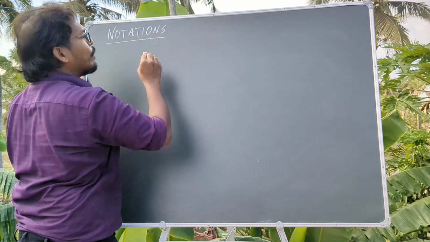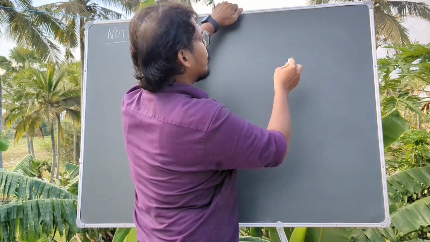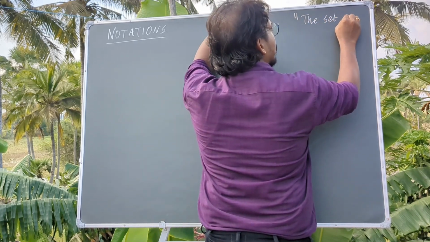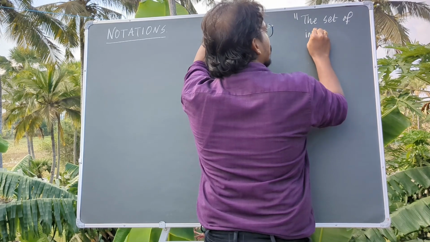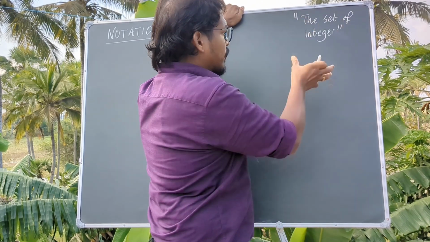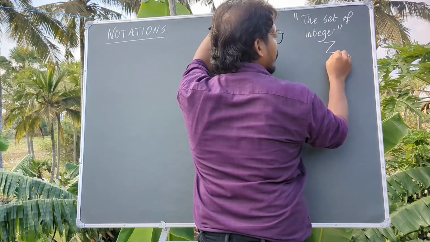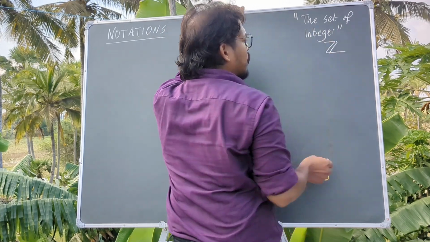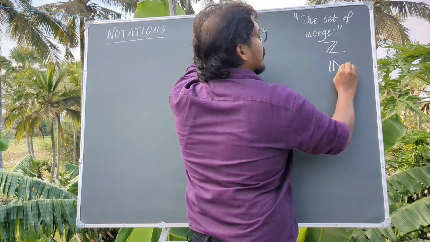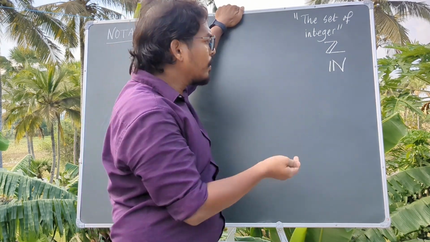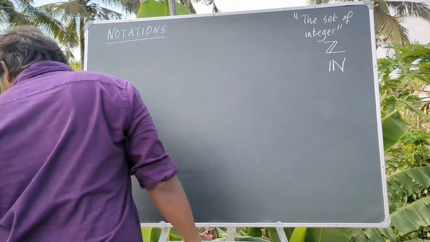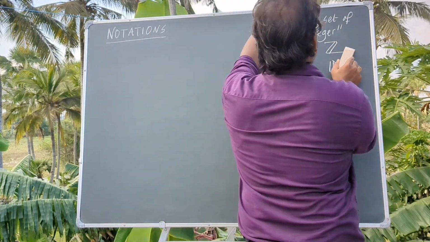And you are also familiar with this. Instead of writing the set of integers, instead of writing this whole big thing, we only write this symbol, and this represents the set of integers. This represents the set of natural numbers, the rational numbers and so on. And we are familiar with the notations. In this video we'll see some notations of groups.